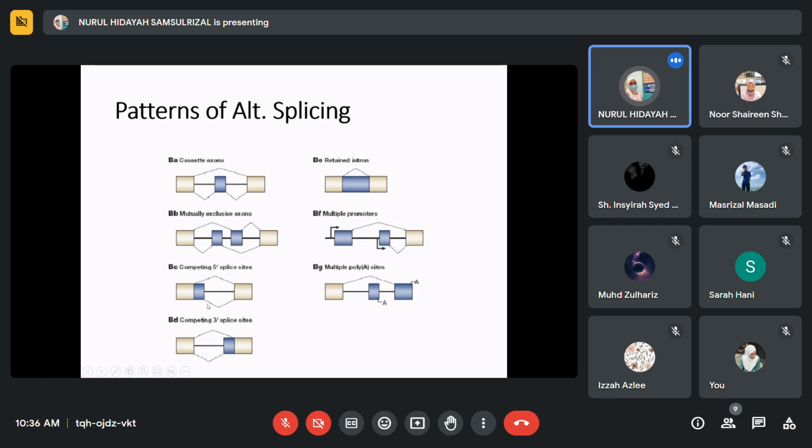5' splice sites, yang ni dia ambil dekat depan, yang ni dia ambil dekat sini, ataupun competing 3' splice sites or multi-poly A sites ataupun multiple promoters. Okay, so this is ada satu, dua, ada tujuh pattern of alternative splicing. So if you a software developer, you want to identify semua, is very difficult lah. Sebab you nak kena buat satu algorithm that can read all these situations. It's not easy lah untuk semua kamu dapat suruh dia baca.